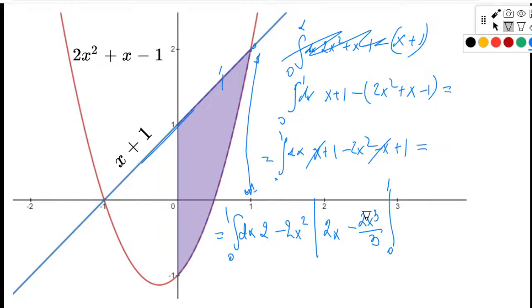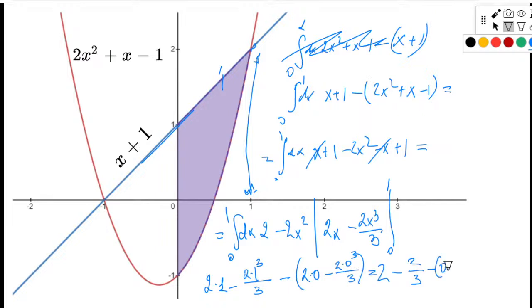We first put 1 here, and then we subtract with the 0 multiplied by 1 to the power of 3 divided by 3 minus 2 multiplied by 0, minus 2 multiplied by 0 to the power of 3 divided by 3. We get here 2 minus 0, and we get the answer like 6 minus 2 over 3. This would be 4 over 3, or 1 1/3.